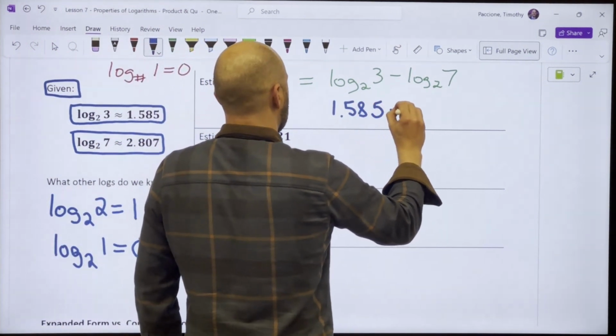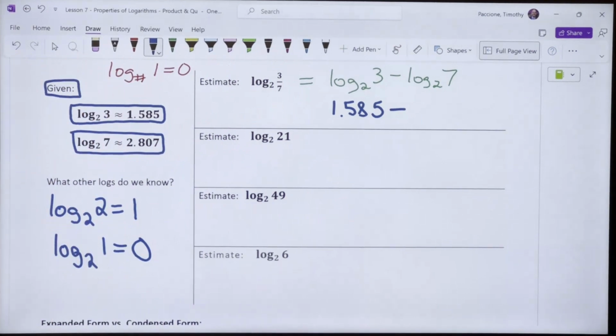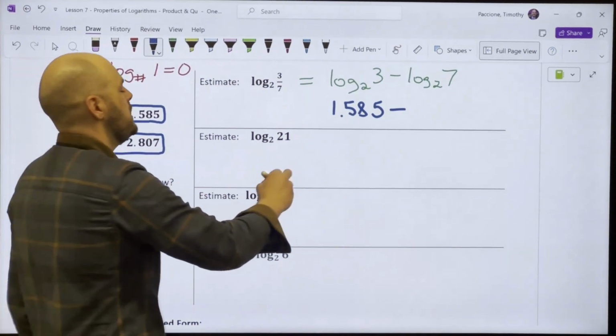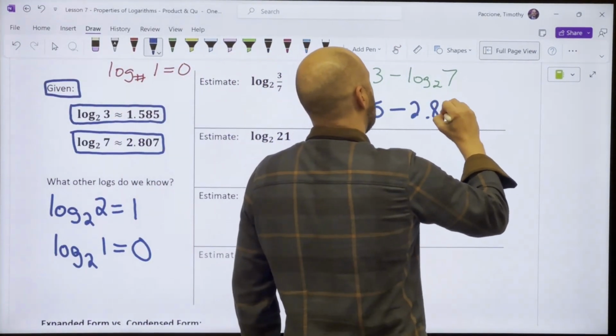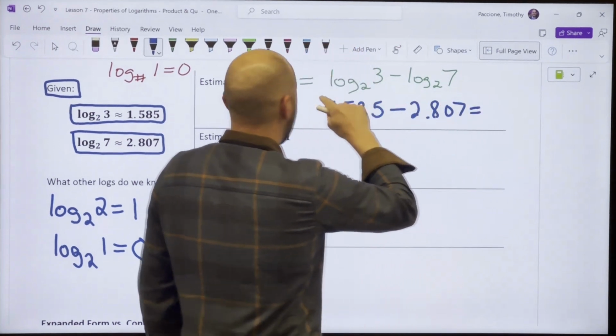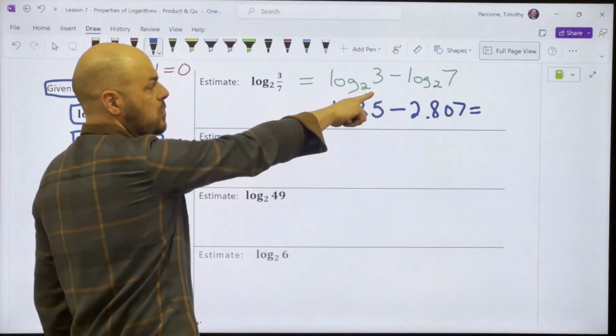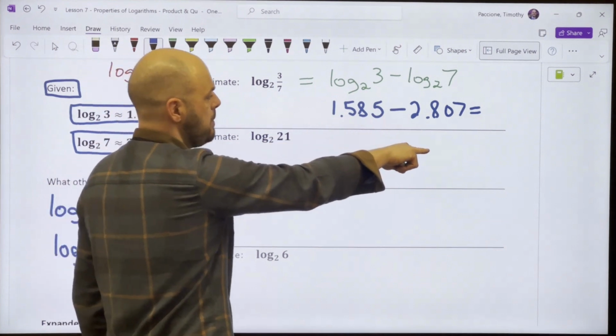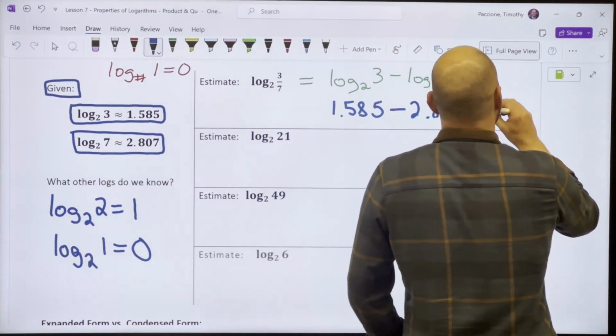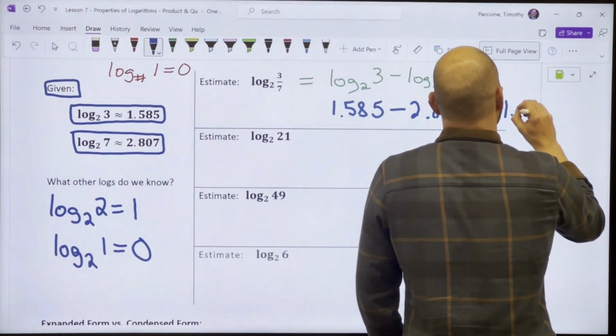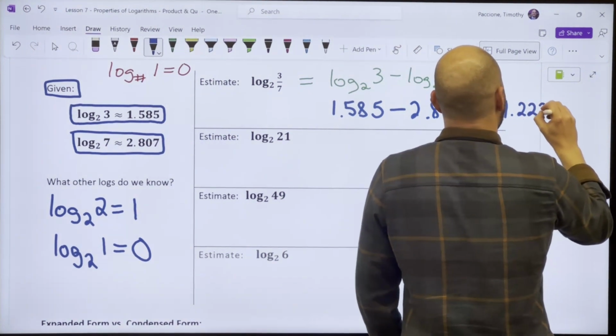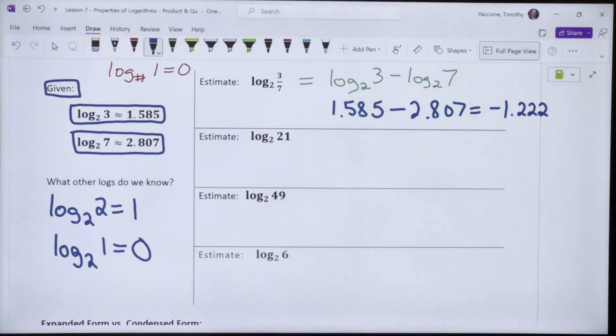1.585. Yep, we know the other one. It's 2.807. So you can see how we had no idea how to do this, but we got to a place where we could do things, right? And now if I do that math, I get negative 1.222. Right? I got to an answer.